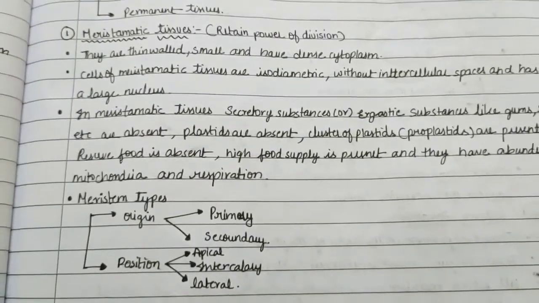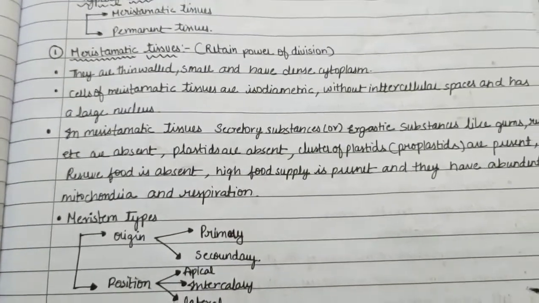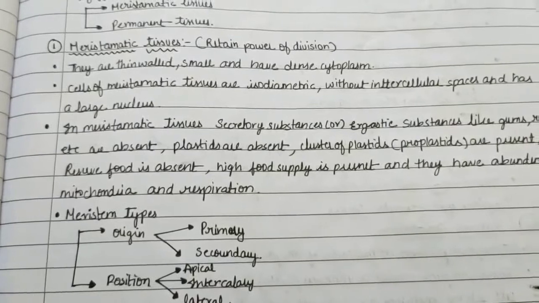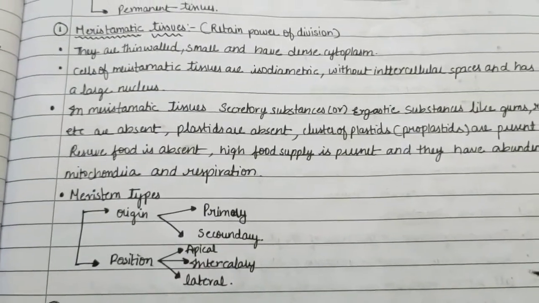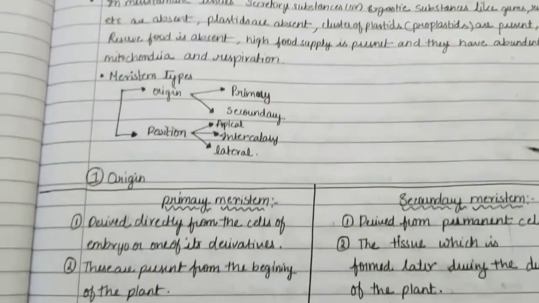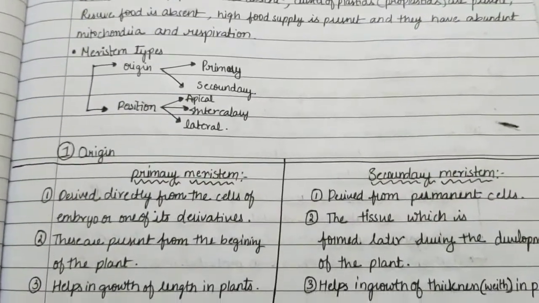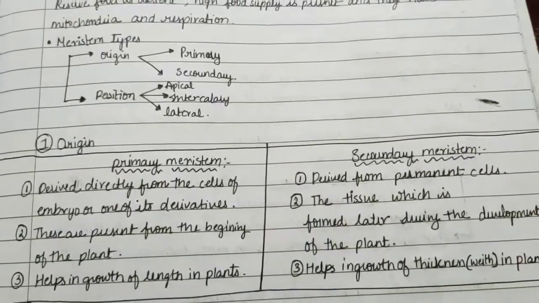Meristems are of two types with respect to origin and position. With respect to origin, they are of two types: primary and secondary. With respect to position, they are of three types: apical, intercalary, and lateral. First, let us discuss meristem with respect to origin: primary meristem and secondary meristem.